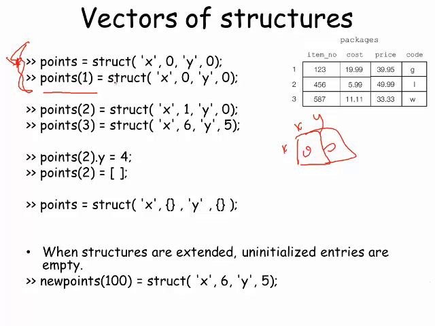You can say point equals a structure with x equals 0. Or you can say create a structure and place it in the first element of the points array. In both cases, you will get a single structure, an array of structures with a single element in it. And the x field will contain 0, the y field will contain 0.